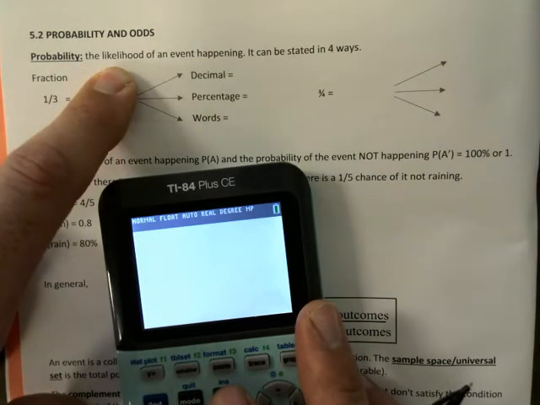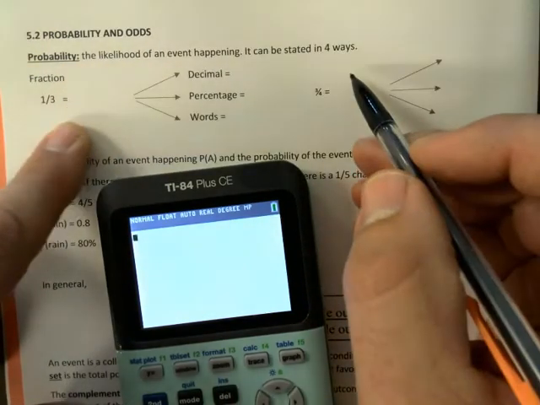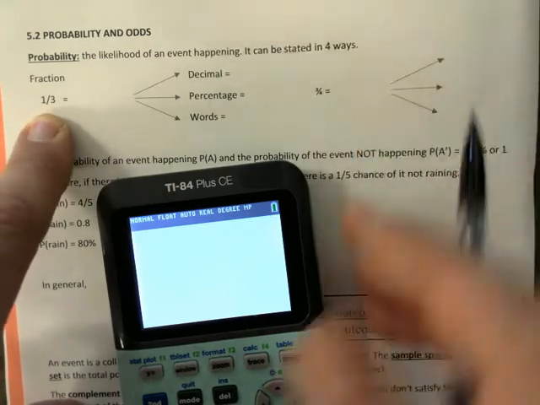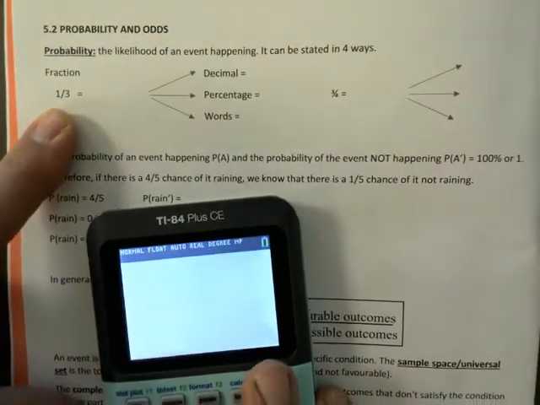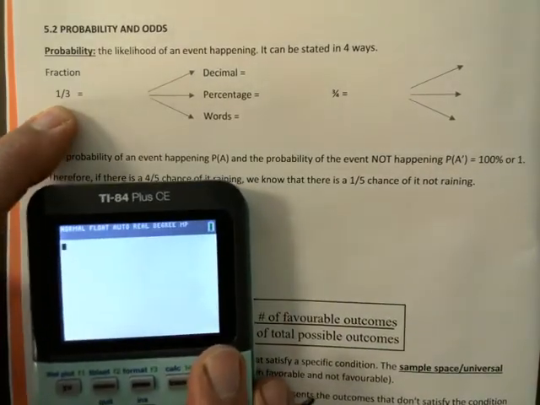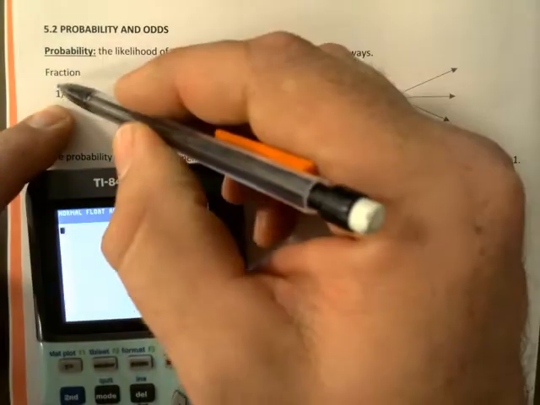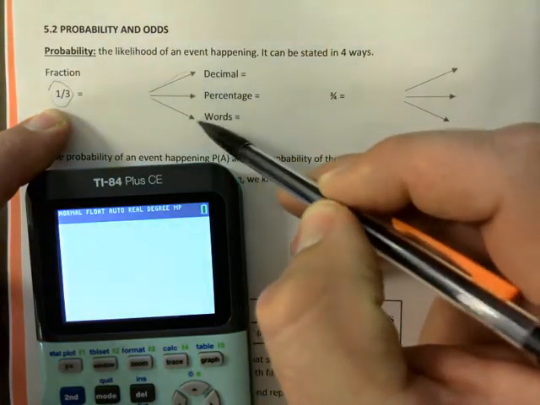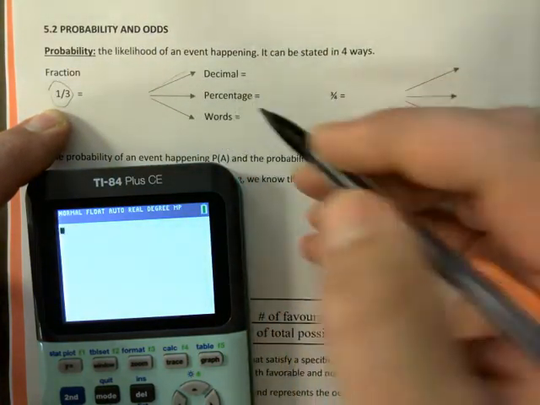Probability is the likelihood of an event happening. It can be stated in 4 ways. Okay, you can state it as a fraction. That's the most popular one. And watch, every time I ask you, if you state it as a fraction, before you branch off to the other 3, we can do the words already.